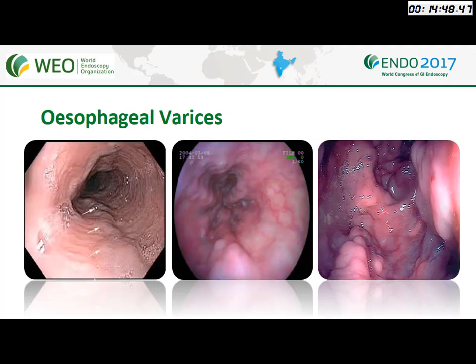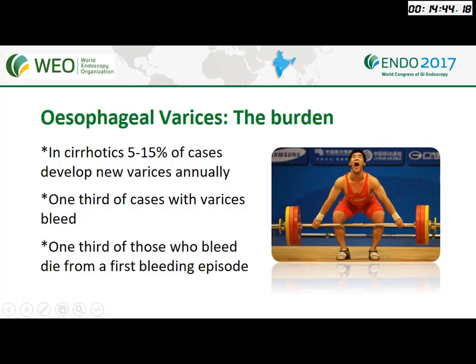These are different stages of varices. The burden of the disease. In cirrhotics, 5 to 15% of cases develop new varices annually. One third of cases with varices do bleed. One third of those who bleed die from the first bleeding episode.